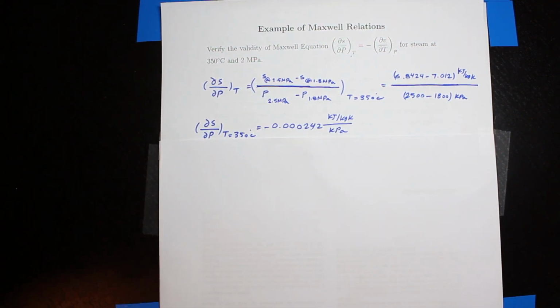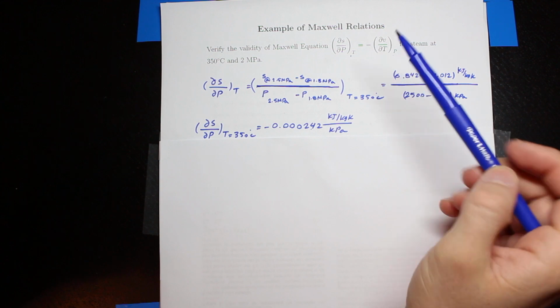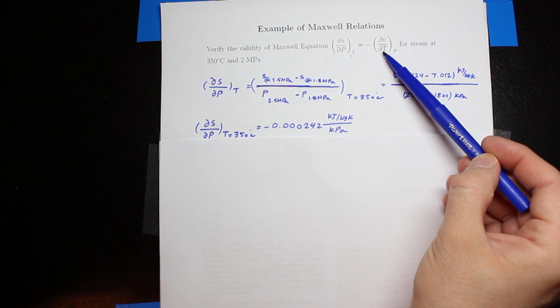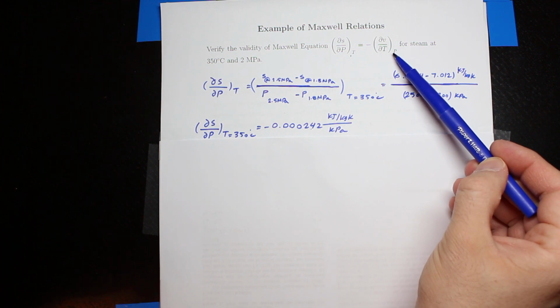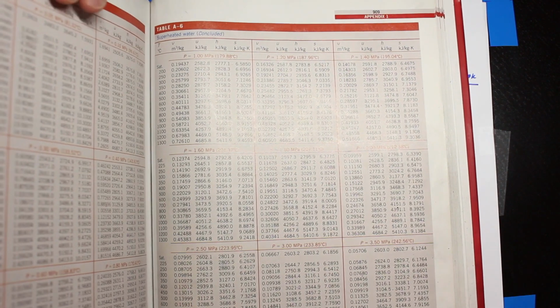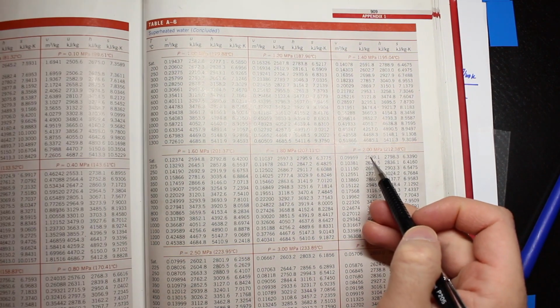Once we are done with the left-hand side, we want to do the right-hand side. In the right-hand side, you want to keep the pressure constant and look at the change of specific volume when the temperature is changed. Our goal for the right-hand side is to focus at 2 megapascal. So this is the table, and here is the 2 megapascal pressure that we have.